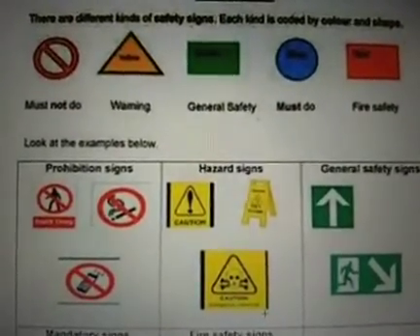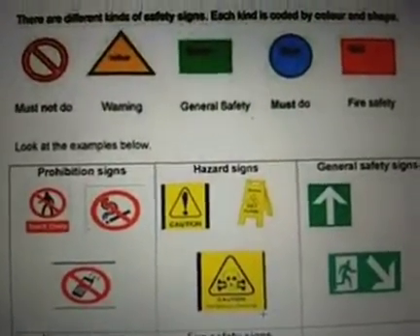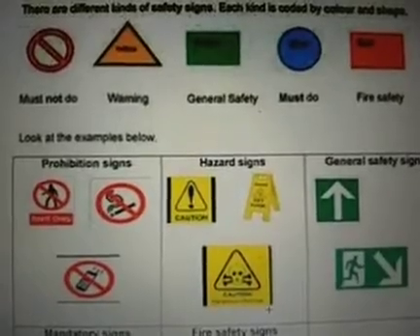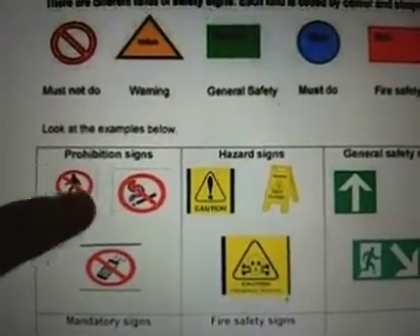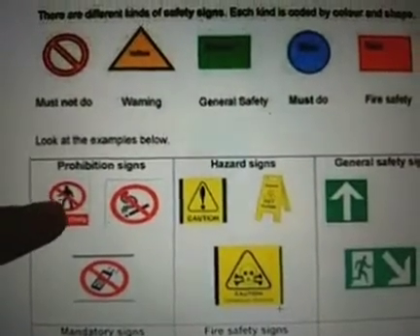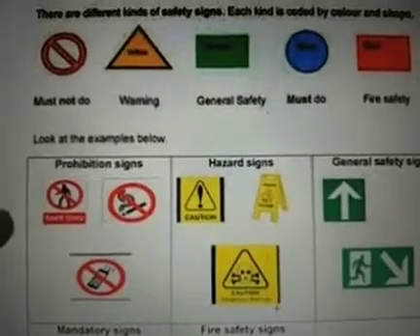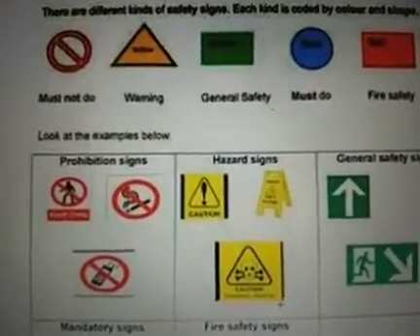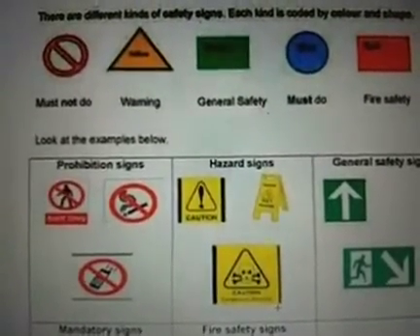Okay, let's take an example. So this sign is called prohibition signs, things that you must not do. Okay, see, this is a circle with a cross, and what is the symbol inside? It's of a person. So this means here no person is allowed. It's a cross. You are not allowed to enter. No persons are allowed inside.